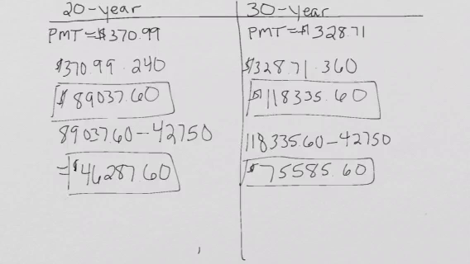Now the question was, how much did we save? We just subtract these two numbers: $75,585.60 minus $46,287.60, and what we get is interest saved of $29,298. So even though with the 30-year your monthly payments are smaller, over the course of that time you're going to have to pay almost an additional $30,000 just for those extra 10 years of being able to make your payment.